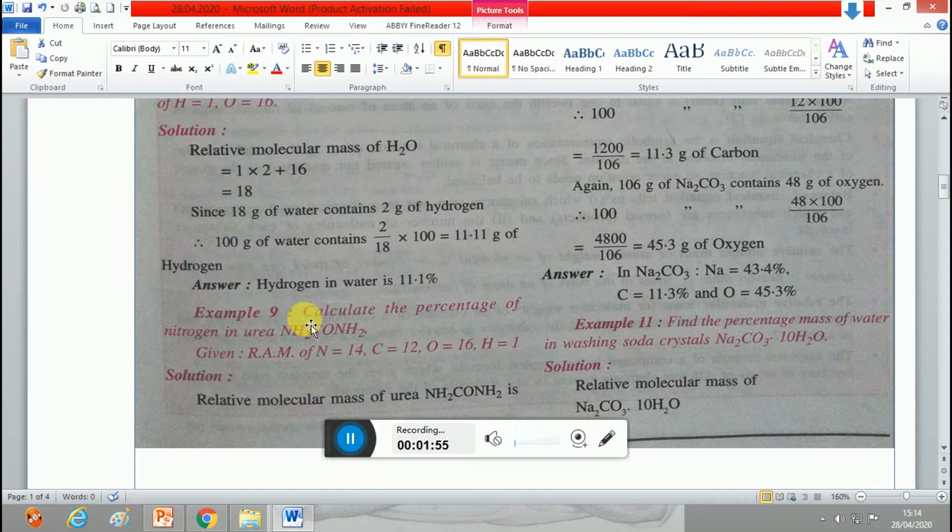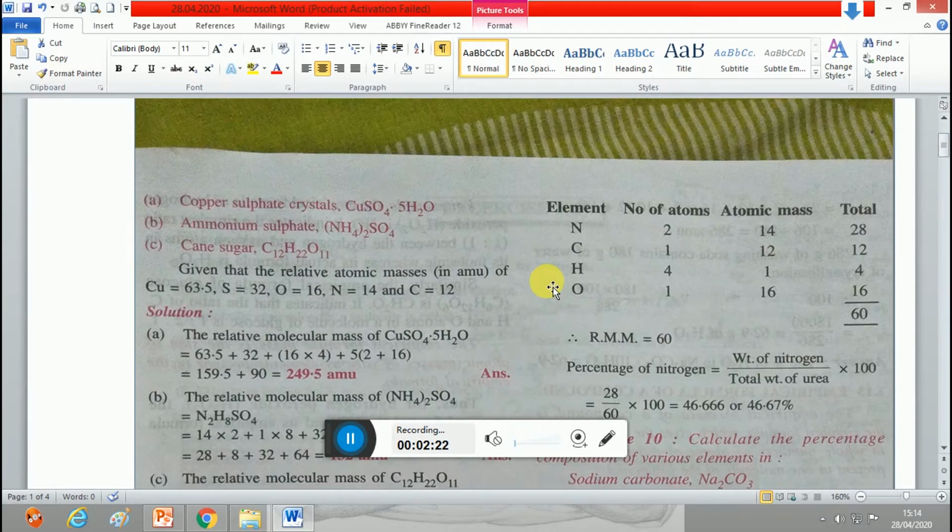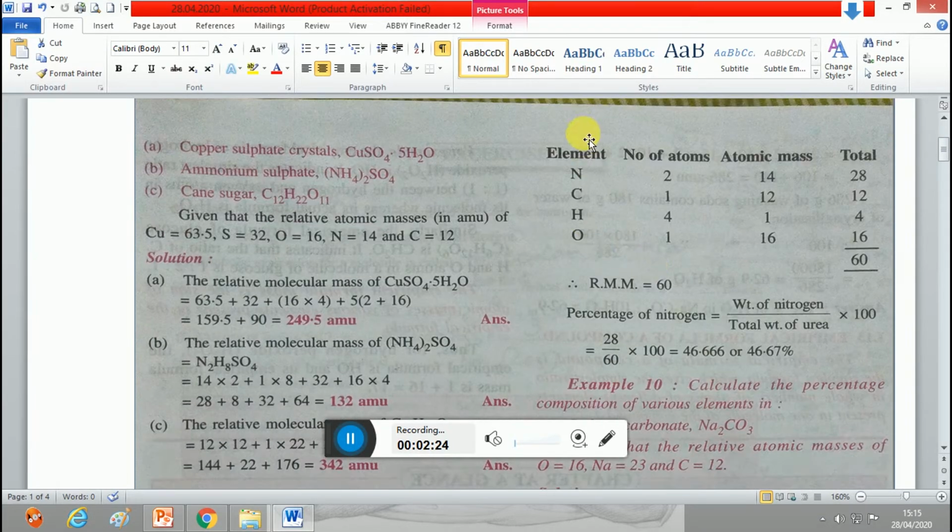Another example given in your book: calculate the percentage of nitrogen in urea, where the formula is NH2CONH2. In the last video we discussed how to calculate the molecular weight of urea. The relative atomic masses of nitrogen, carbon, oxygen and hydrogen are given. Using these relative atomic masses, the molecular weight of urea can be calculated easily.